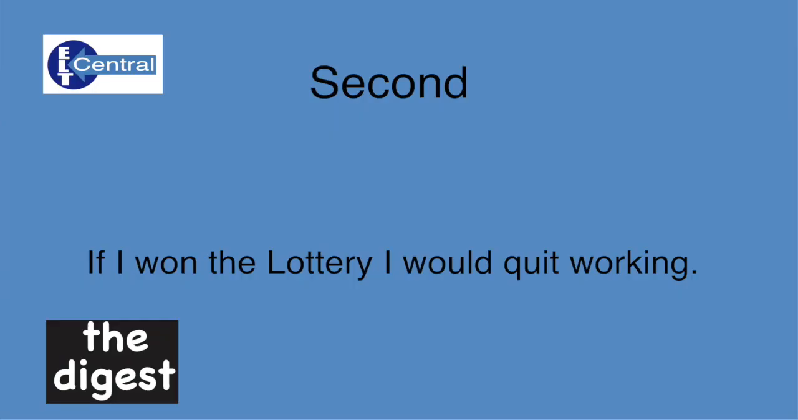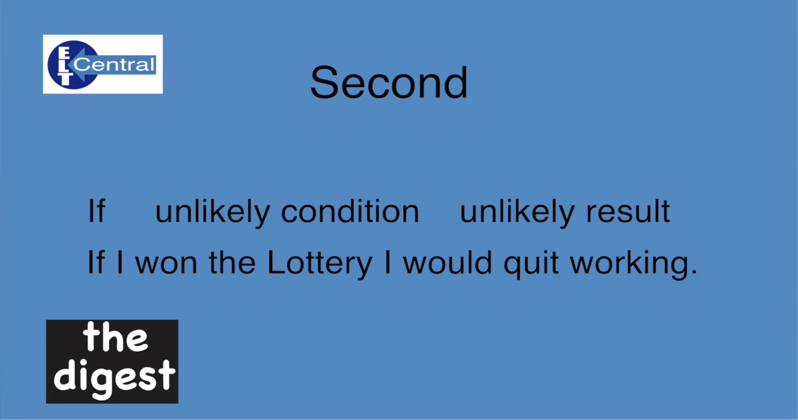The second condition would be an unlikely outcome if, say for example, something odd happened, like winning the lottery. So if I say to you, if I won the lottery, I would quit working. Am I going to win the lottery? Probably not. Am I going to quit working? Probably not. And so it's an unlikely happening and an unlikely result.